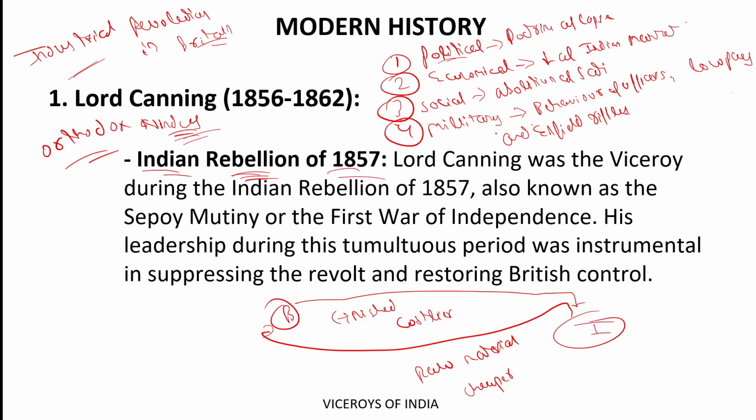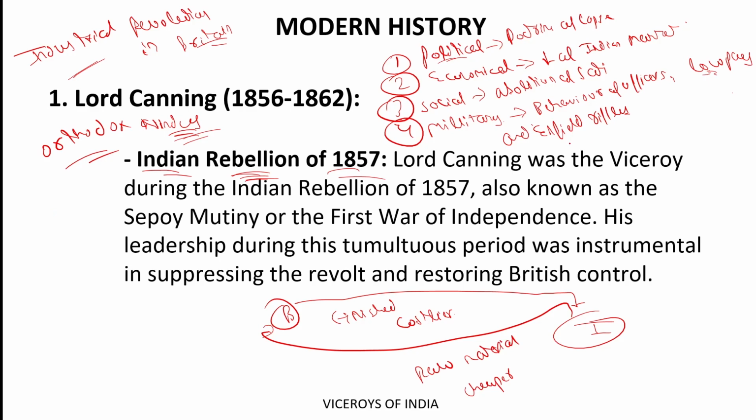And the military causes were basically the behavior of the officers. The officers did not behave well with the Indian soldiers. They generally abused them. They generally tried to show them down because of their nature. Also, there was low pay to the Indian soldiers, not British, to the Indian soldiers.